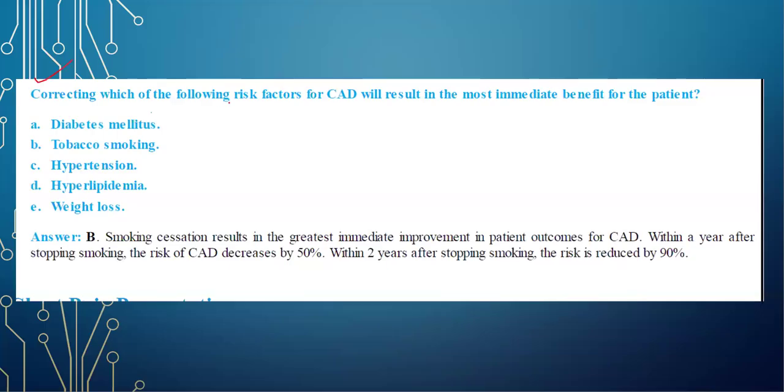Another question: correcting which of the following risk factors for coronary artery disease will result in the most immediate benefit for a patient? If the patient stops smoking, smoking cessation results in the greatest immediate improvement in a patient who has a high risk of coronary artery disease. So remember these questions, because from time to time we have seen this kind of question coming in the exam.